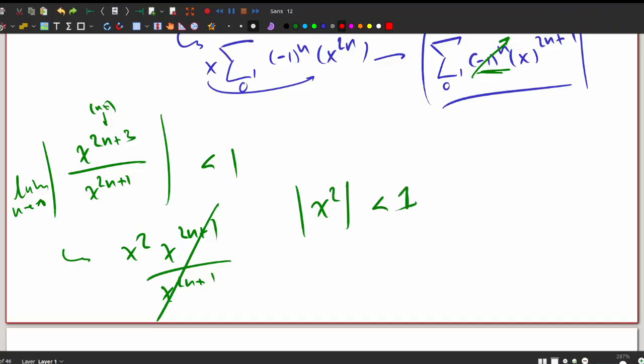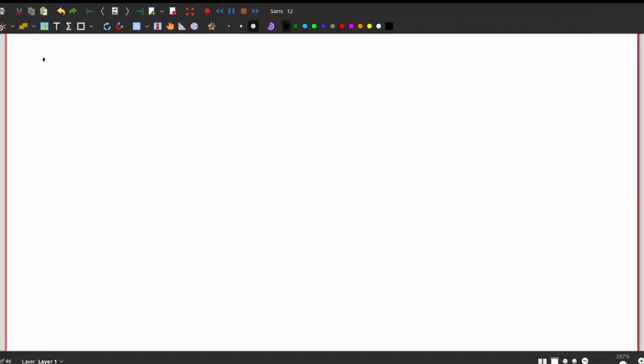Now this is going to have the same interval and radius of convergence, so it's going to be from negative 1 to 1, because anything beyond that and your magnitude of x squared becomes greater than or equal to 1. Now let's look at another problem.